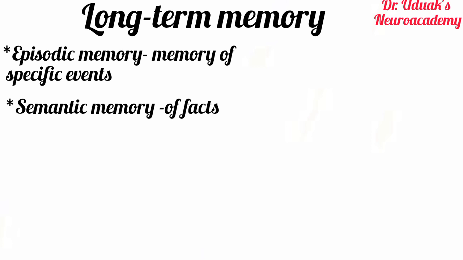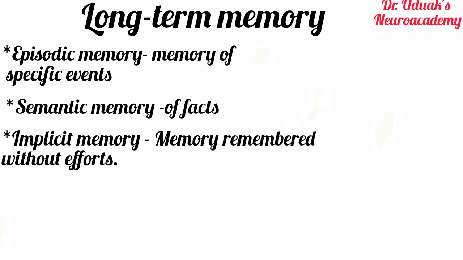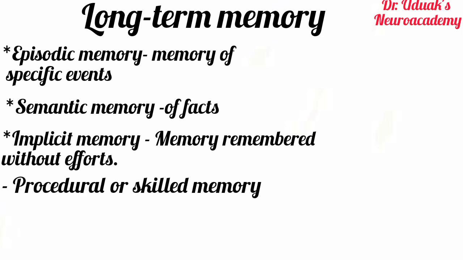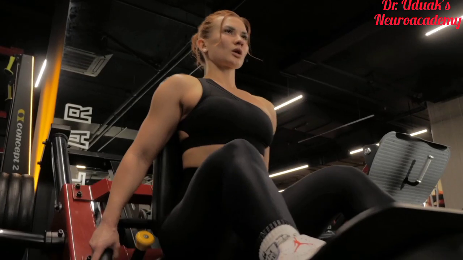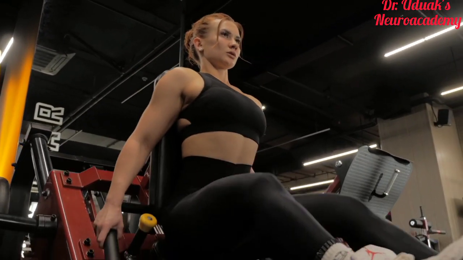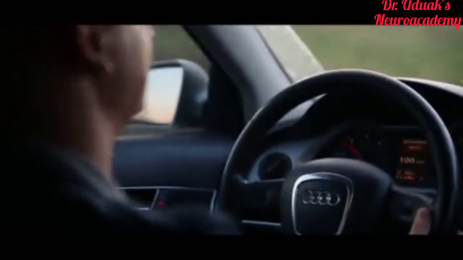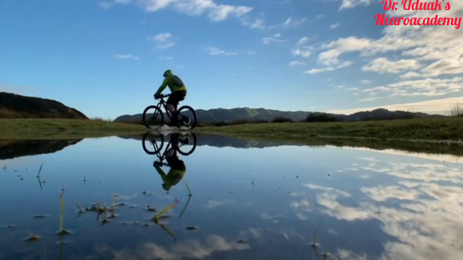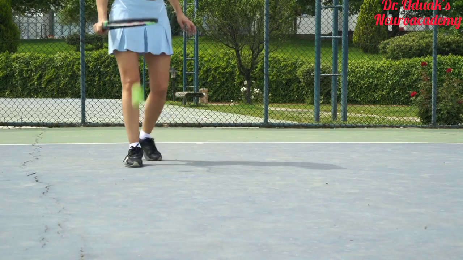We also have the implicit memory. The implicit memory is remembered without effort, unlike memories that are consciously remembered. It is also known as procedural or skill memories. It involves memory of body movement and how to use objects in the environment, and how to eat. For example, memory that has to do with driving, cycling, playing tennis, etc.